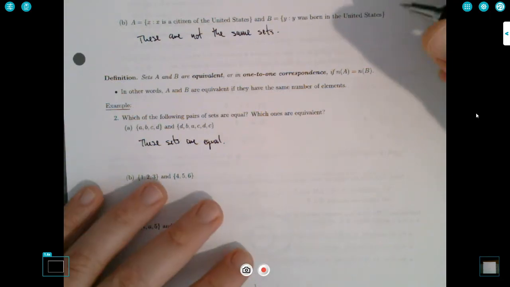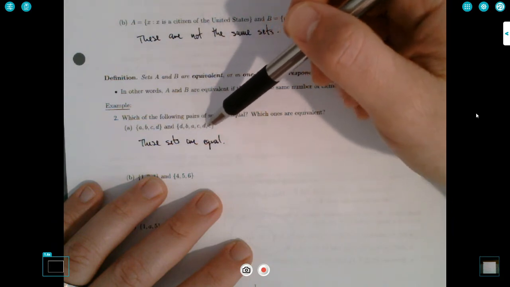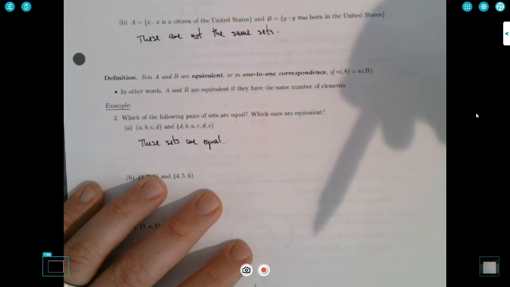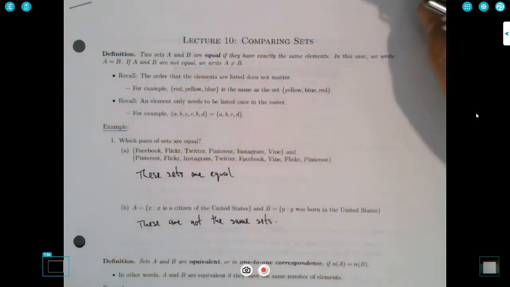Now, any set that's equal is also equivalent, right? So as soon as you're equal, you're equivalent. That might be a little confusing at first, because you might say, but doesn't this set have 1, 2, 3, 4, 5, 6 elements, and this one only has 1, 2, 3, 4? But remember, an element only needs to be listed once in the roster.